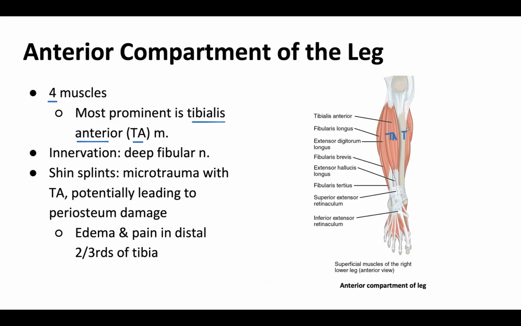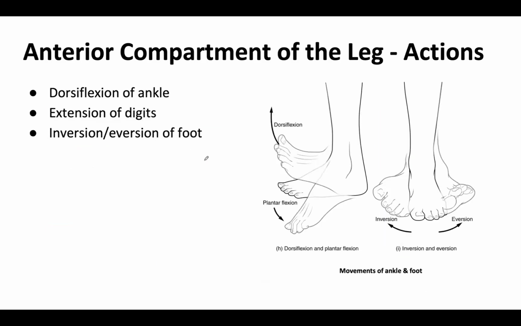If you've ever heard of the term shin splints, these typically are caused by little microtraumas, little tears within the tibialis anterior, and that can actually lead to damage to the periosteum of the tibia itself. And usually, this is an overuse or potentially high impact injury, and it will cause edema or swelling and pain, usually in the distal 2/3 portion of the tibia. The deep fibular nerve will innervate this anterior compartment.